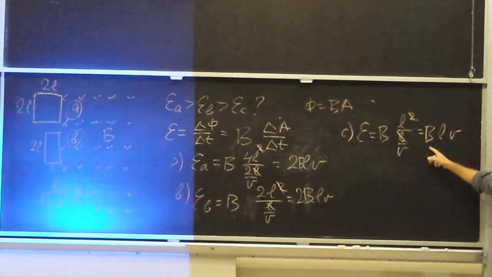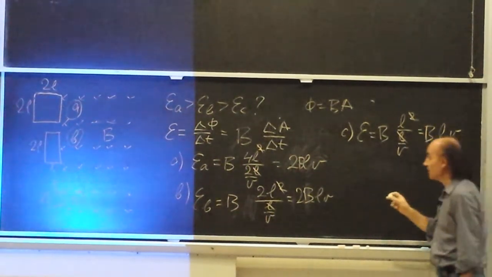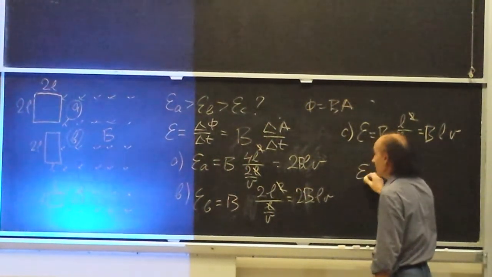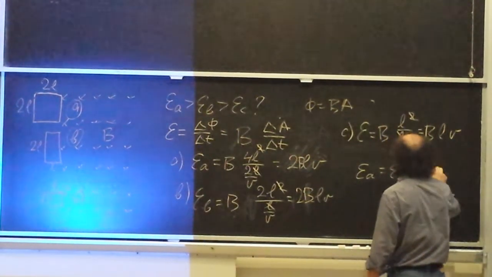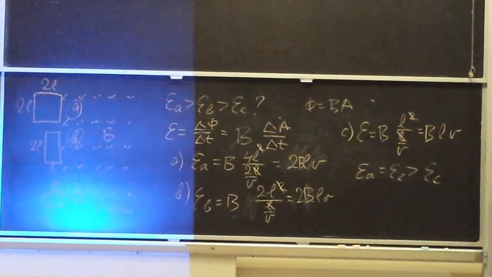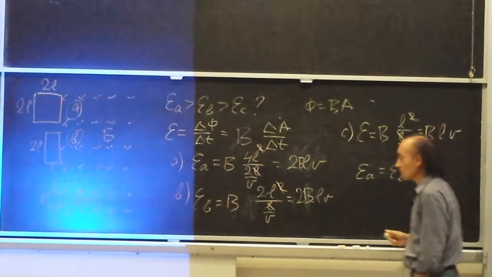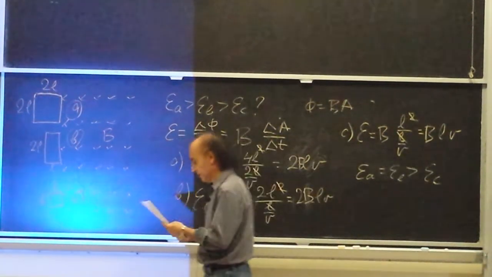Here we substitute B times L times V, and my answer is this. Epsilon A equals epsilon B, which is larger than epsilon C. Okay, this is the way to solve this kind of problem.